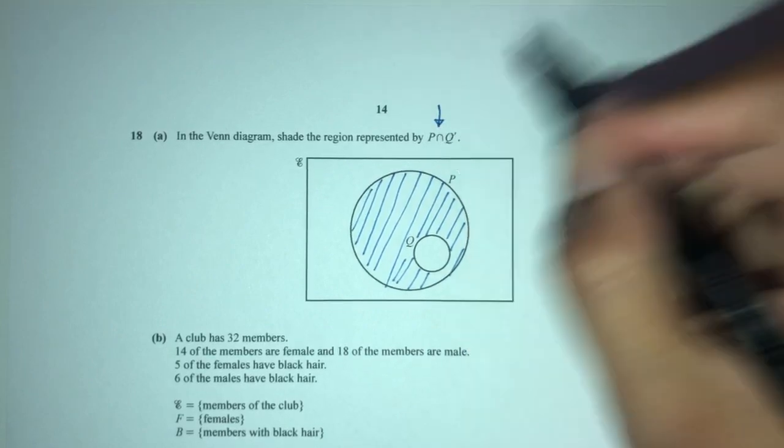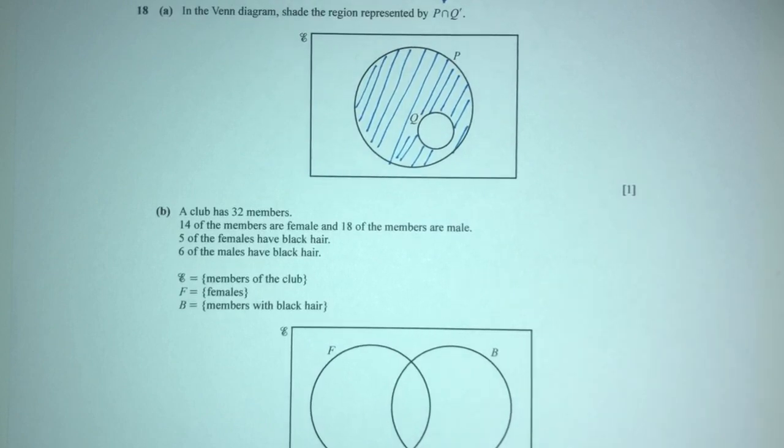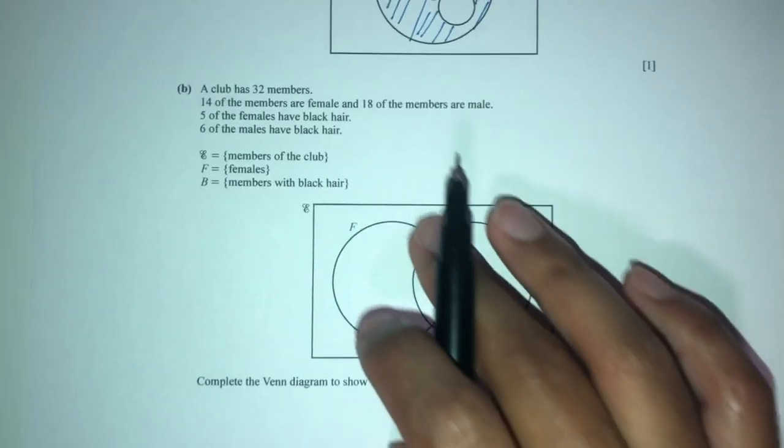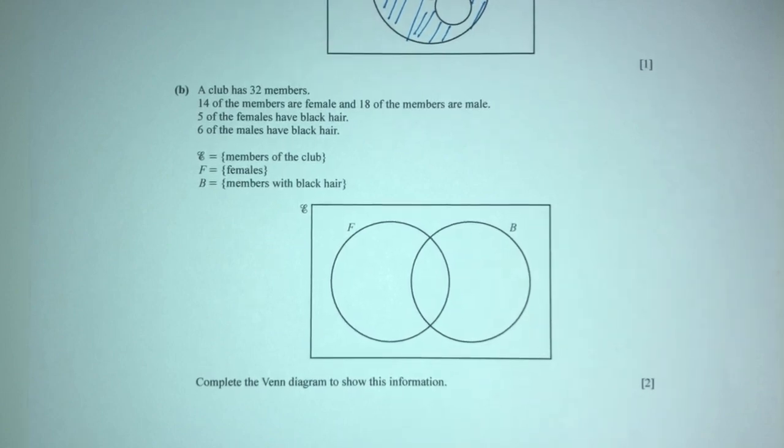Now for part B, we have 32 members. 14 of the members are female, 18 are male. Okay, so 14 is female, 18 is male. Now 5 of the females have black hair, and 6 of the males have black hair. Okay, cool. Now what else do we need to do here? So B is the members with black hair. Now we have to complete the Venn diagram to show this information. So what can we do here?